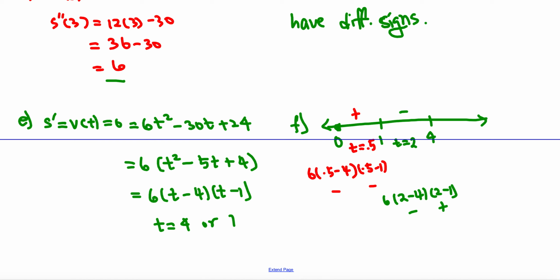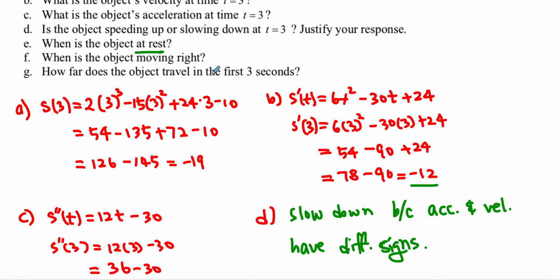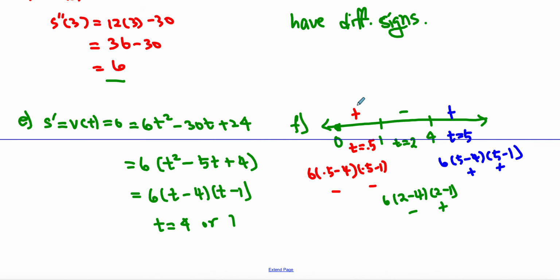Here I can say t equals maybe 5, how about that? Then 6 times 5 minus 4 and 5 minus 1, and both of them are positive, so I know that this is positive. We're looking for when the object is moving to the right, so that means we have two intervals here, 0 through 1 or 4 to infinity. That becomes our final answer for number F.